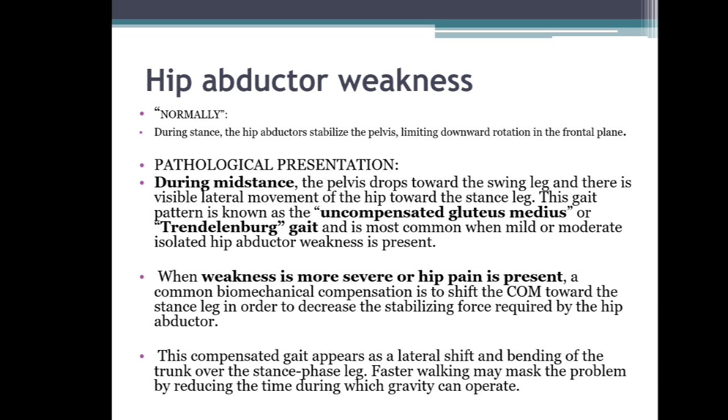First we have hip abductor weakness. Normally the hip abductors stabilize the pelvis and limit the downward rotation on the swing leg. During mid stance the pelvis can drop on the swing leg side, and there is visible lateral movement over the stance leg. This is known as uncompensated gluteus medius or Trendelenburg gait, which is mild to moderate, and when weakness is more severe, hip pain is present.